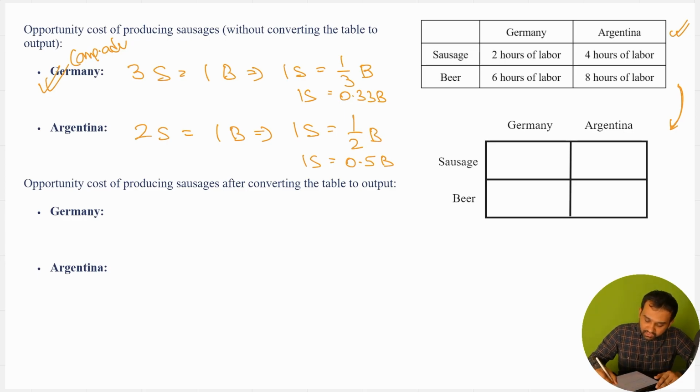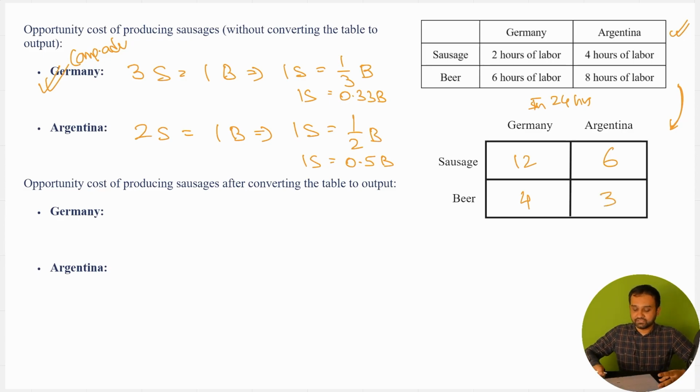So perhaps if you take 24 hours, in 24 hours you will expect Germany can produce 24/2, 12 sausages, or 24/6 is 4 beer. For Argentina, 24 divided by 4 is 6 sausages, and 24 divided by 8 is 3 beer. So once you have an output table, you can follow the process we have followed before and then calculate it. But in order to save time, I recommend the first option.